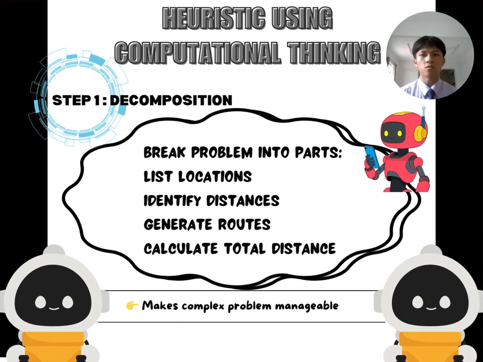Okay, let us go through the first step, which is decomposition, which means breaking the problem into smaller and more manageable parts. In this problem, I started by listing all locations involved, then identifying the distance between each location. After that, I generated all possible routes and calculated the total distance for each route. By breaking the problem into these smaller steps, it becomes much easier to understand and solve instead of dealing with the complexity all at once.